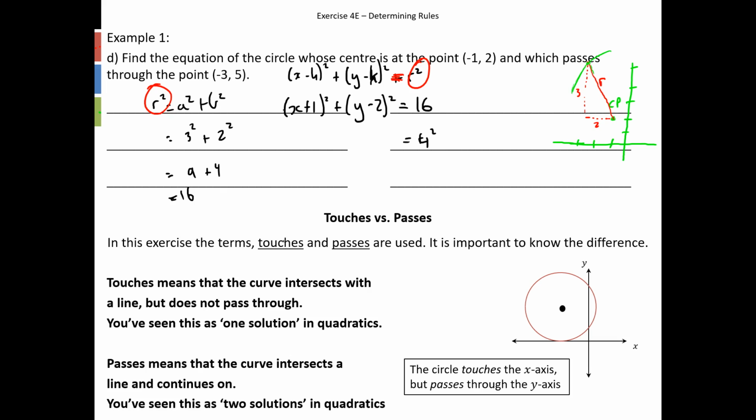Quick little note here: in this exercise there'll be used the terms touches and passes through. It's important to know the difference. In this case it doesn't really matter. It touches this point, it passes through this point, we can use it. You have to be careful when it talks about axes, because we have this point here where it's passing through, and then we have that point. This one here is a pass through, and this one is a touching. So just be aware of that.